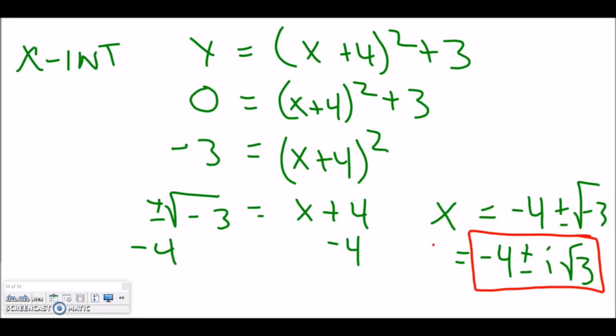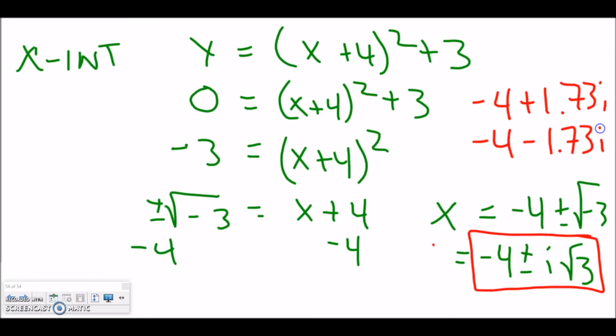So of course, if we had to put this into Canvas, this would be -4 plus 1.73i, -4 minus 1.73i. And those are our answers. And those are all of the things we will have to do for each problem. Let's try two more.